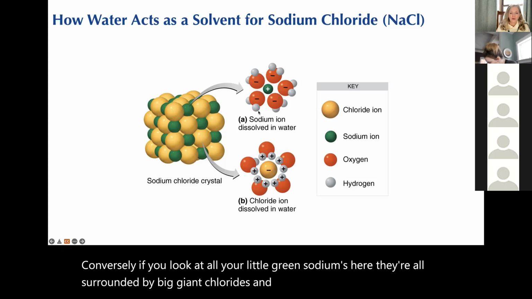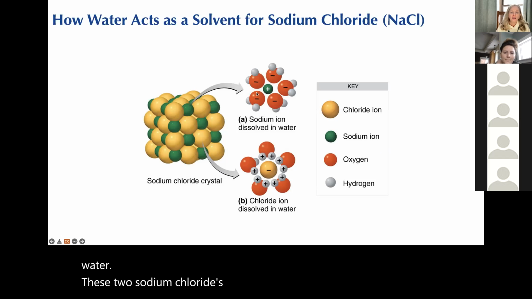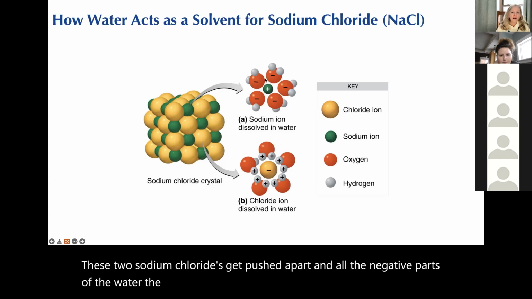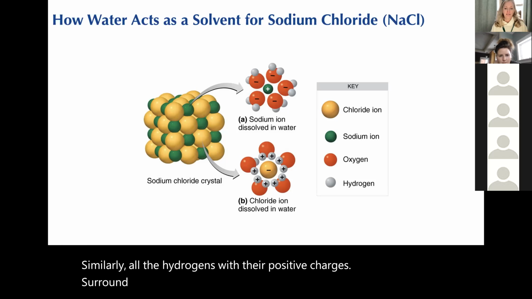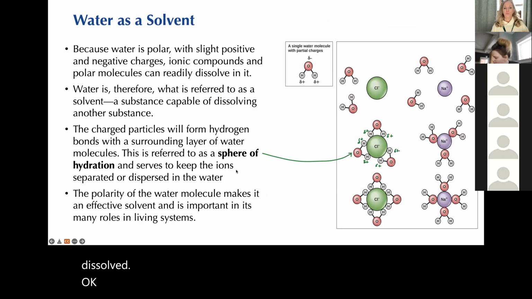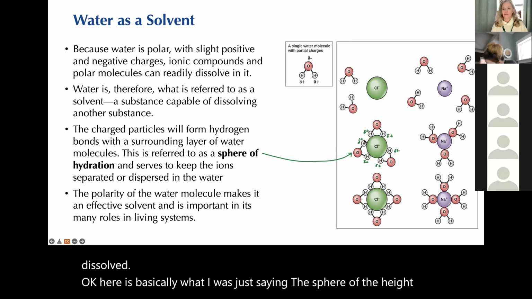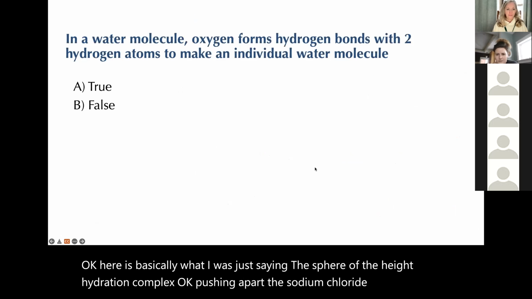And this is what I was talking about. In water, these two sodium chlorides get pushed apart, and all the negative parts of the water, the oxygens, form a solvation complex around the sodium. Similarly, all the hydrogens with their positive charges surround the chloride, and that's what keeps them apart. That's why it's dissolved. Okay, here is basically what I was just saying, the sphere of the hydration complex, pushing apart the sodium and chloride from each other.